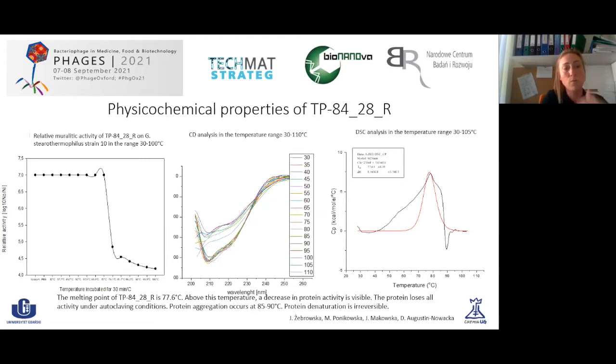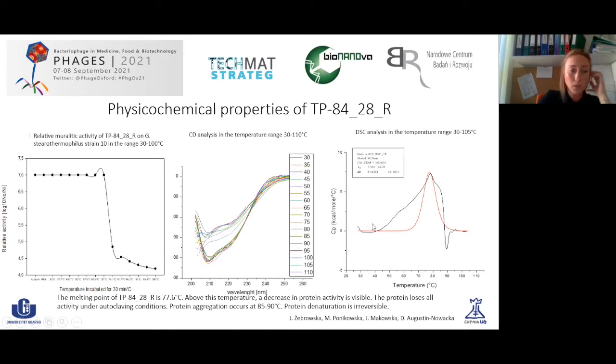The CD spectra of recombinant endolysin confirmed the previous experiment. The result indicates that the secondary structure in the range from 30 to 75 still has no changes, but when the temperature was increasing from 75 to 100 Celsius degrees, the secondary structure changes, and this is noticeable on this graph.